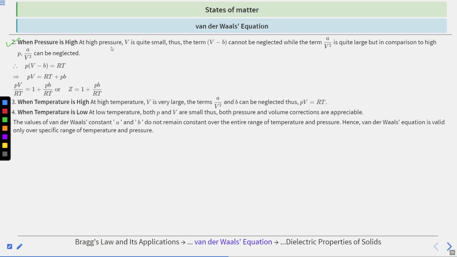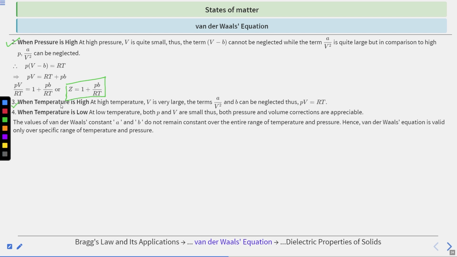When pressure is high, V is quite small. Thus, V minus b cannot be neglected and the term a by V square is quite large. But in comparison to high P, a by V square can be neglected. So, the equation will become Z equals 1 plus Pb by RT.